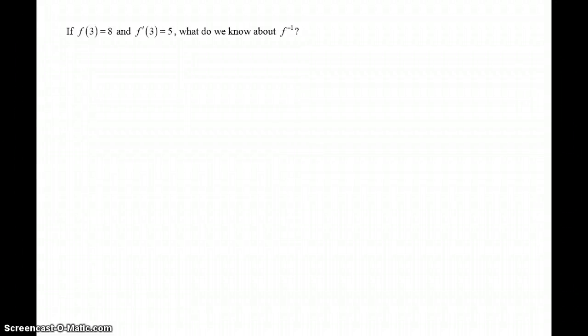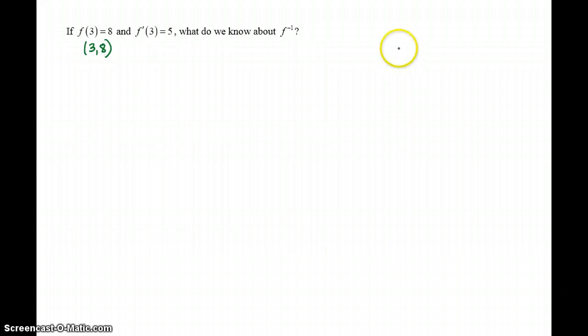Here's an example of the derivative of the inverse of a function. So here I have a function f, and what I know about it is that it has a coordinate (3, 8), and at 3, the slope of the function is 5.